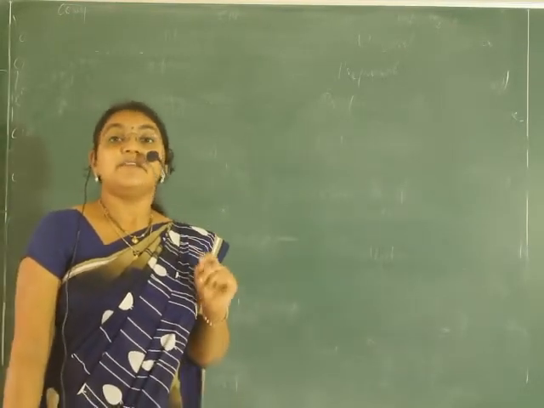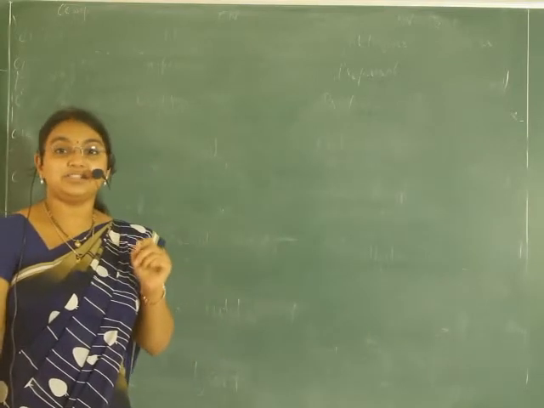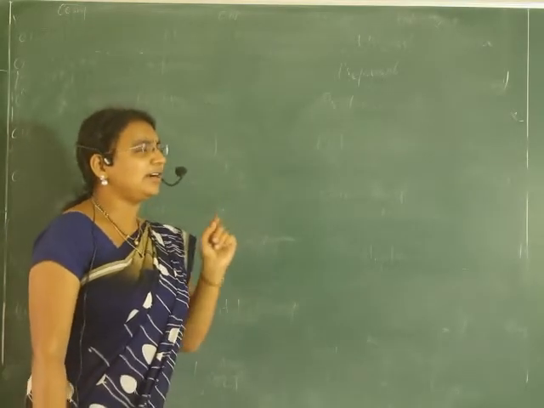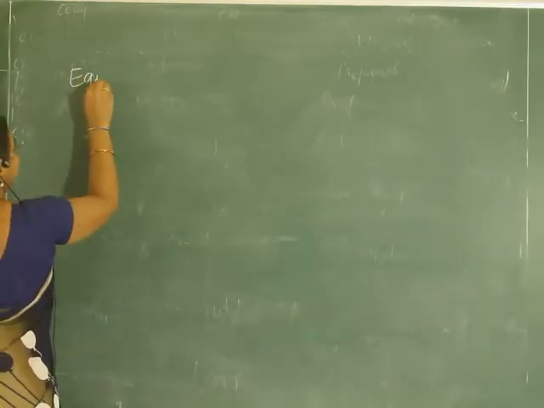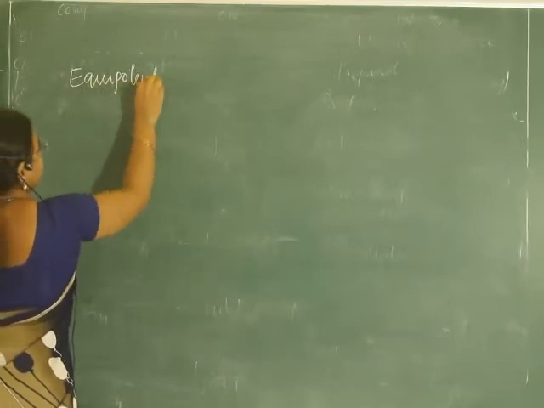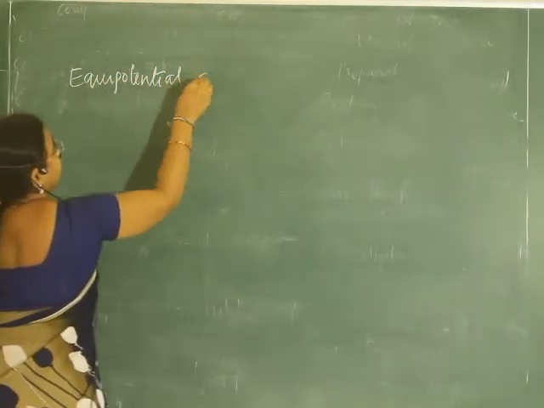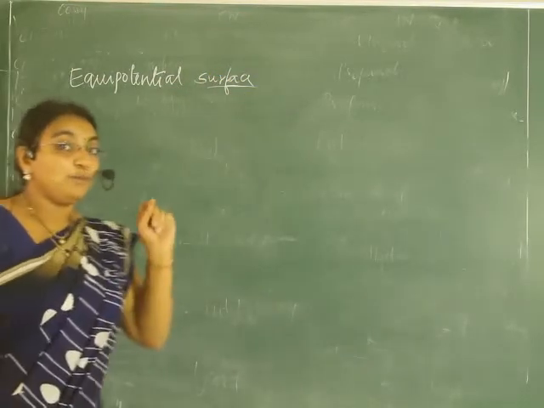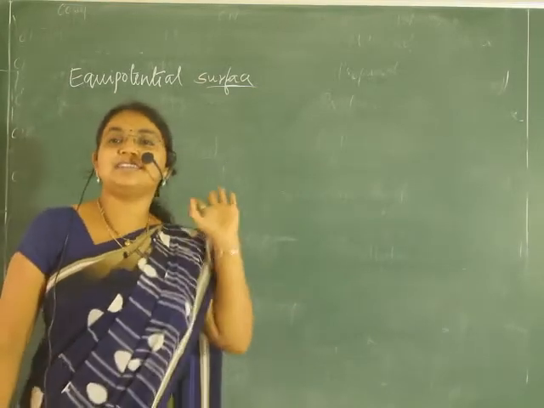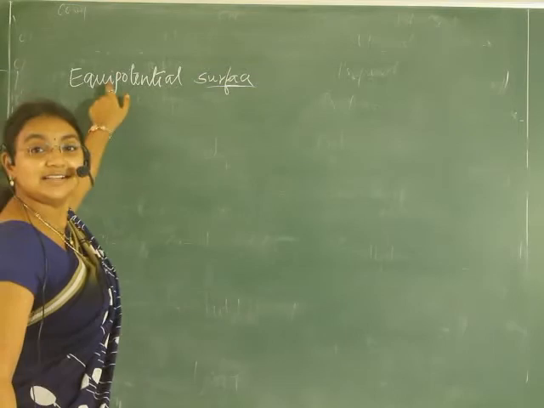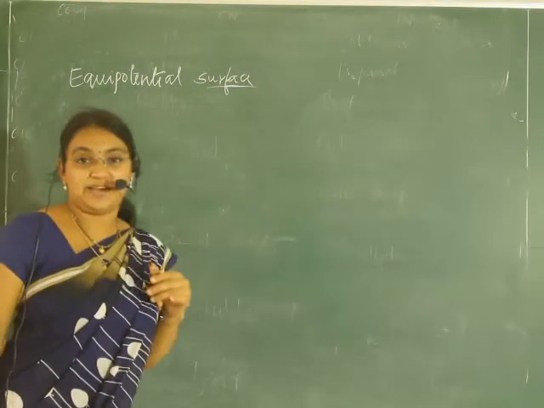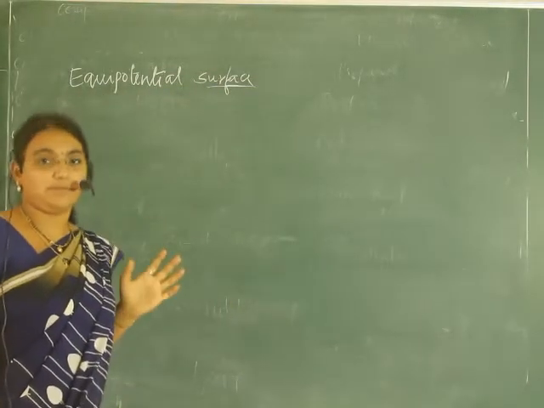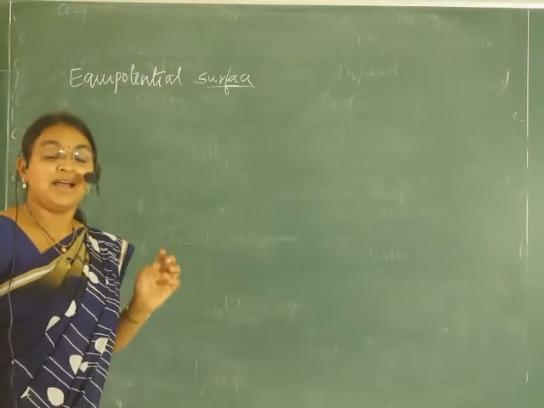In today's class, we will learn about the equipotential surface. From the word equipotential, surface or equipotential means a surface where potential at all the points are same, equal. So what I can say, equipotential surface is a surface where potential is same at all the points. Okay, and it is a property.